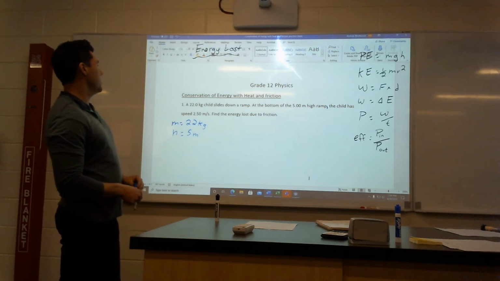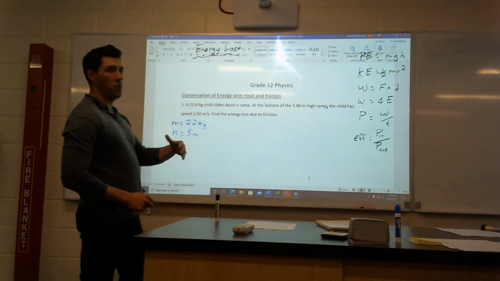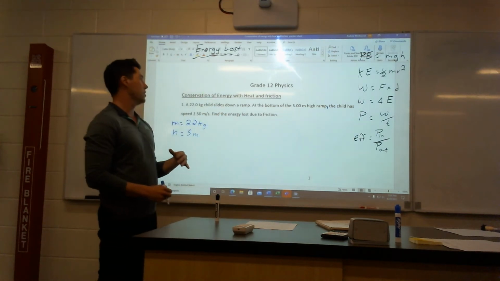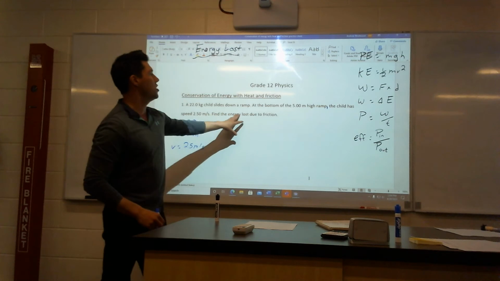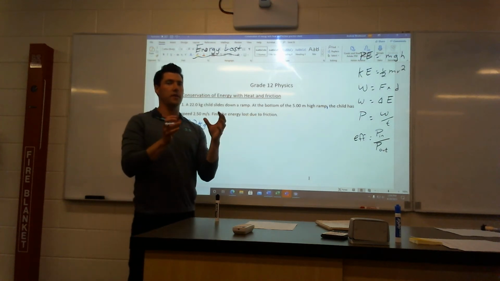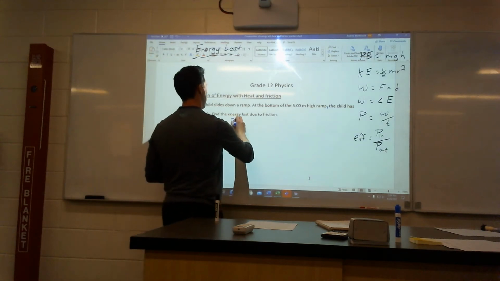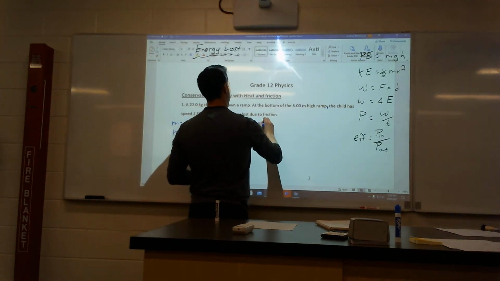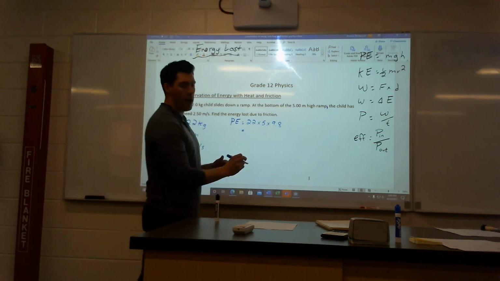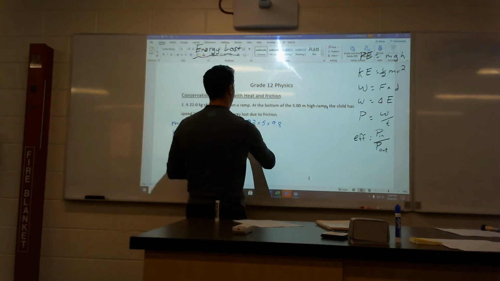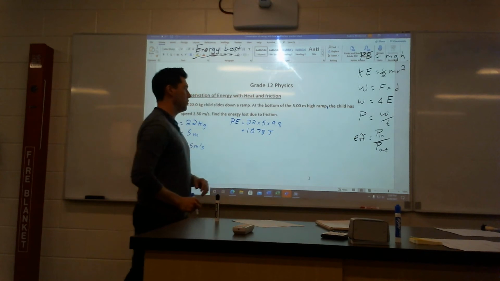It also says the child has a speed of 2.5 meters per second at the bottom of the ramp. So at the very bottom, all the potential energy should be kinetic energy. It has a velocity of 2.5 meters per second. It says find the energy lost due to friction. So basically we're going to have to find some kind of difference between the energies that I can find. Let's find my potential energy first, which is just 22 times 5 times 9.8. I have a potential energy of 1,078 joules.